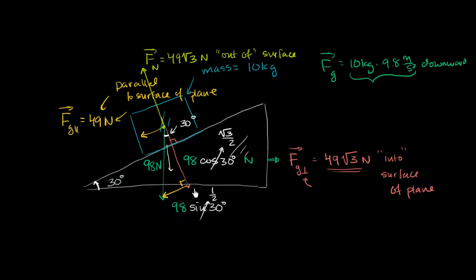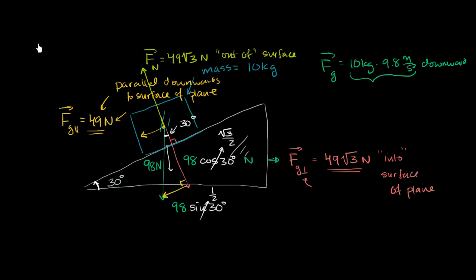Now, what other forces do we have? Well, we have the force that's parallel to the surface. And if we assume that there's no friction, and I can assume that in this video because we are assuming it is ice on ice, what is going to happen? There's no counteracting force to this 49 newtons, parallel downwards to the surface of the plane. So it's going to accelerate in that direction.